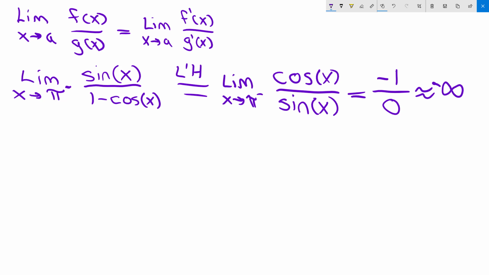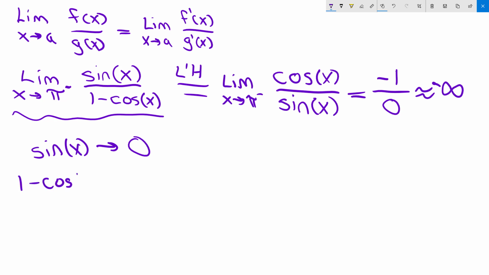But let's actually go back to the original question here. Before we took L'Hopital's rule, let's consider what functions we're actually looking at. So sine as x approaches pi. Well, sine of x is going to go towards 0 as x approaches pi. And 1 minus cosine of x? Well, cosine of x is going to go towards negative 1. So we're going to have 1 minus negative 1, and that simplifies to 2.